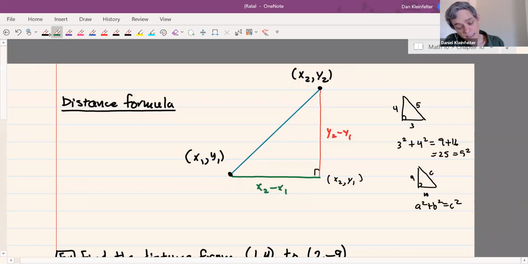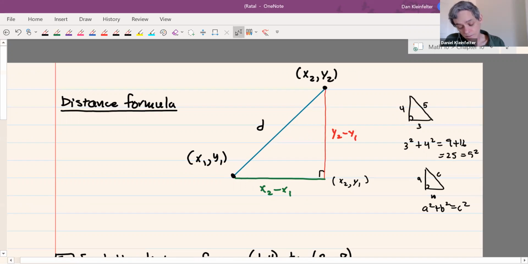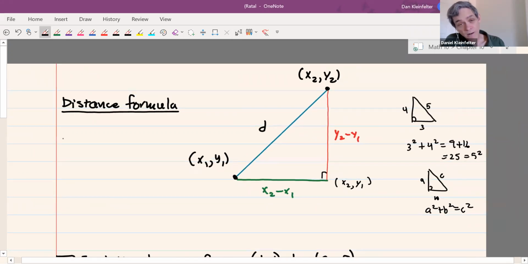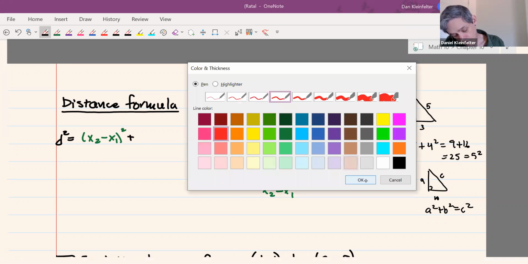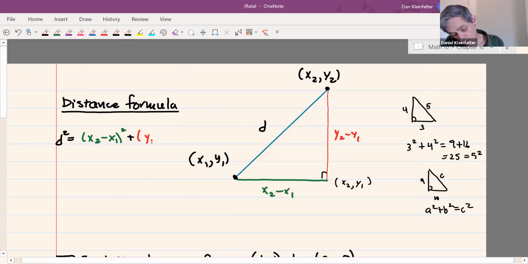Okay, and then the distance we're looking for is going to be the hypotenuse of that triangle, right? So using the Pythagorean theorem, we'll have that d squared is equal to x2 minus x1 squared plus y2 minus y1 squared. Okay, and that's the Pythagorean theorem.